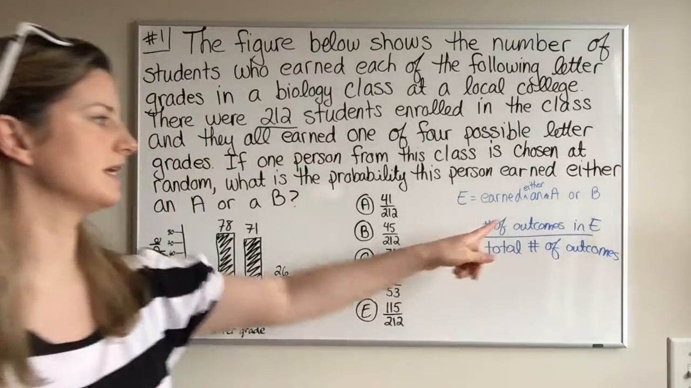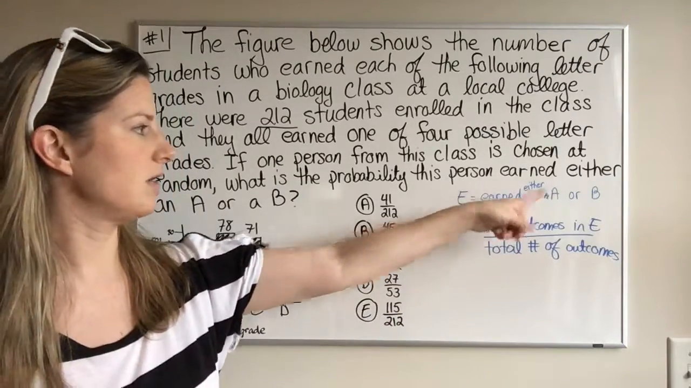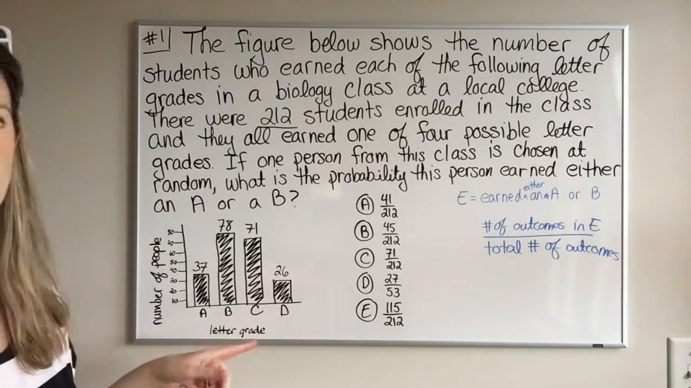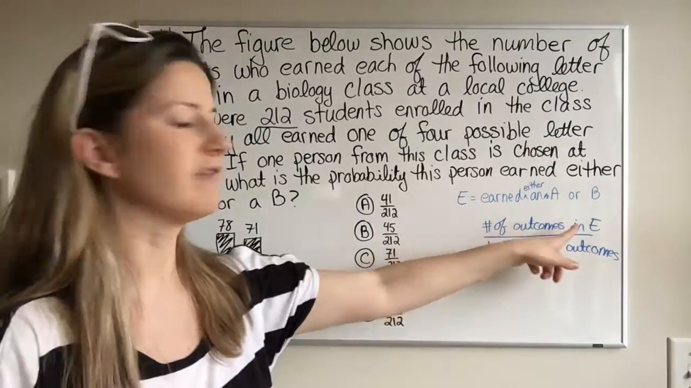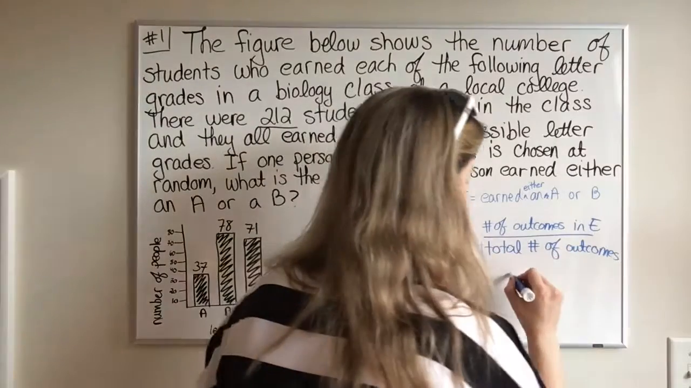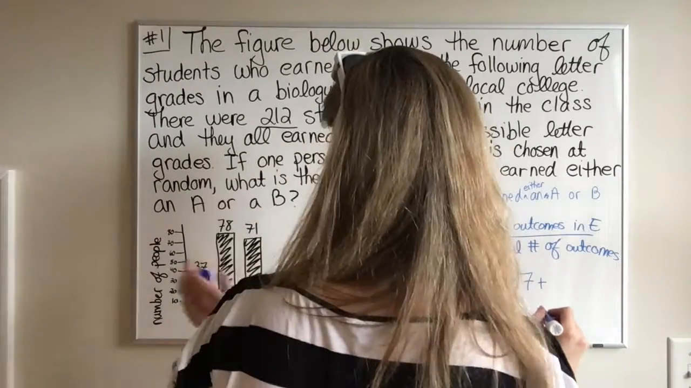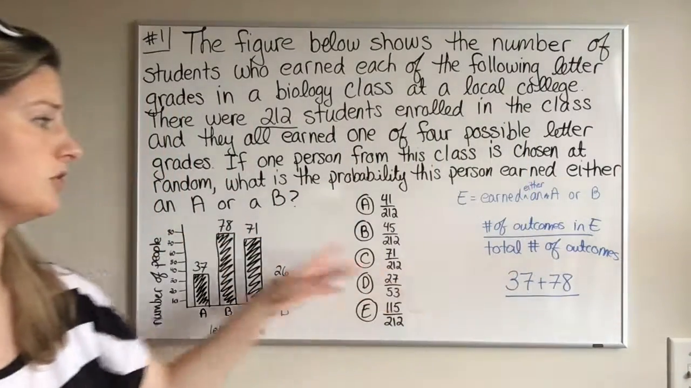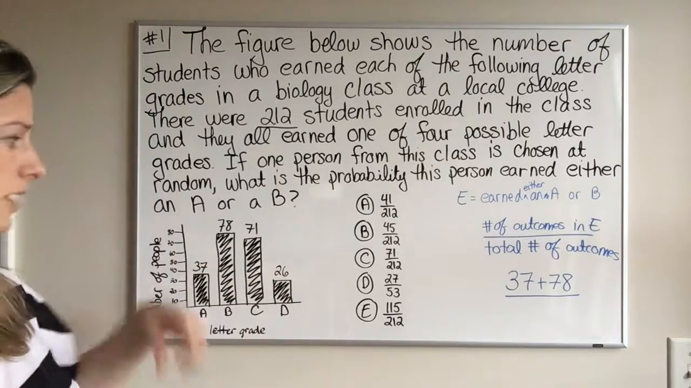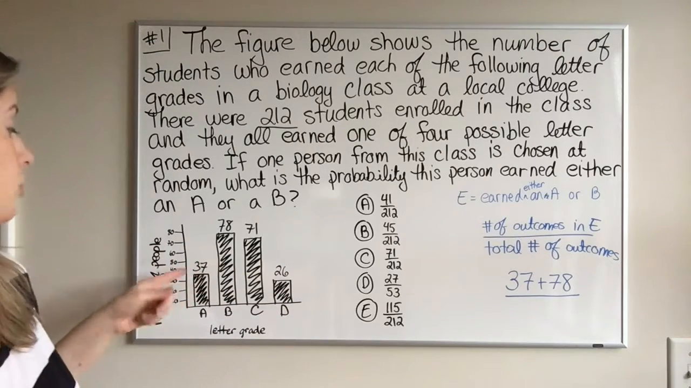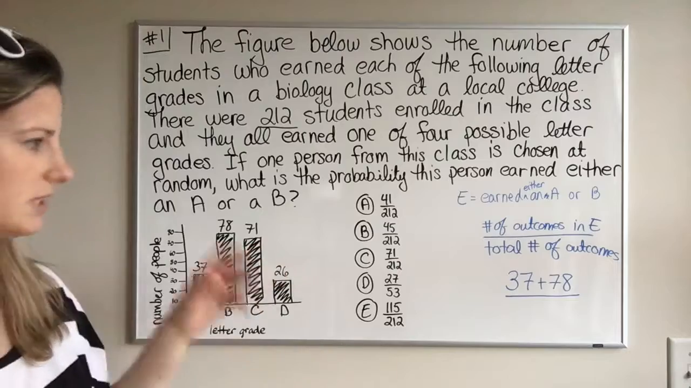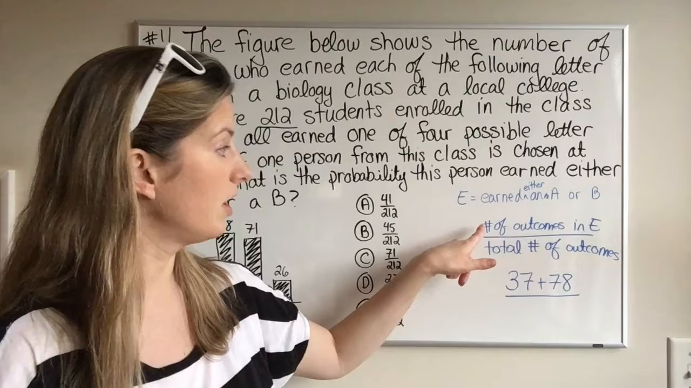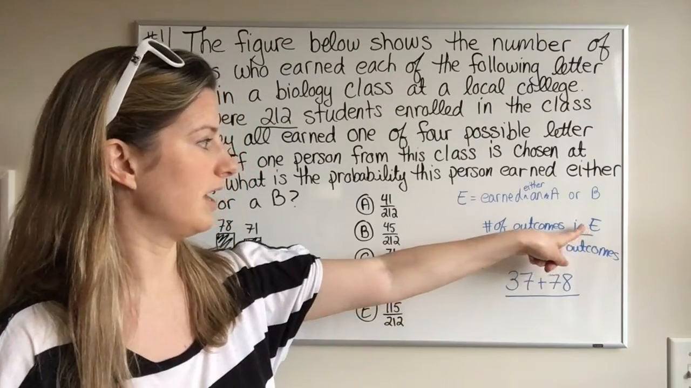So the number of outcomes in E, so earning either an A or a B. Well, 37 students earned an A and 78 students earned a B. So the number of outcomes in E is just going to be 37 plus 78, because there are 37 students you could randomly pick who earned an A, and 78 of the students you could pick earned a B. So we add those together to get the total number of outcomes in E.